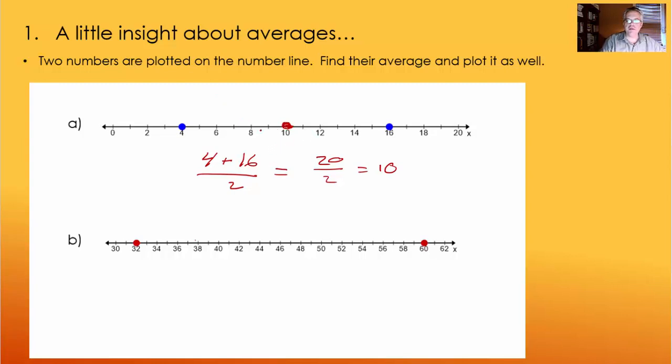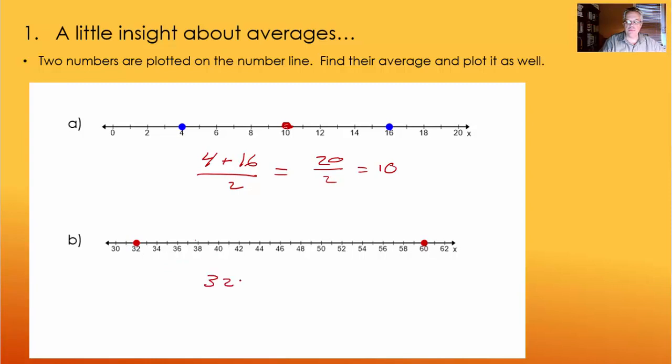And when we plot the average of the two numbers, we see that we get the point that's exactly halfway in the middle. So if I want to know the number that's halfway in between 4 and 16, I can just take the average. Okay, got kind of bigger numbers here. Same thing, we're going to find the average and plot it.